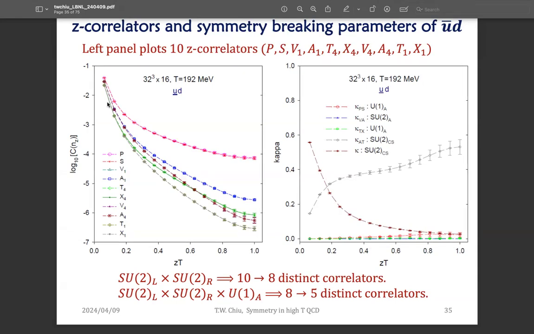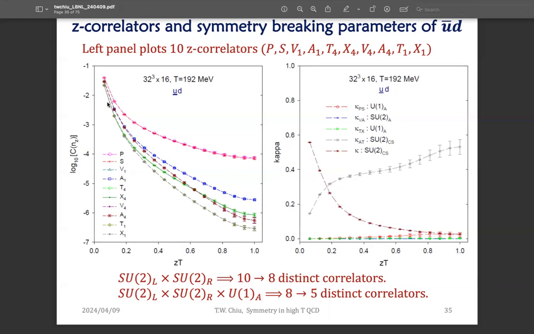If these 10 correlators become 8 distinct correlators, because V1 and A1 are degenerate, and also V4 and A4 are degenerate, then this is the SU(2)×SU(2) chiral symmetry restoration. So 8 distinct correlators. Now, if it further has the U(1)_A symmetry, then only 5 distinct correlators.